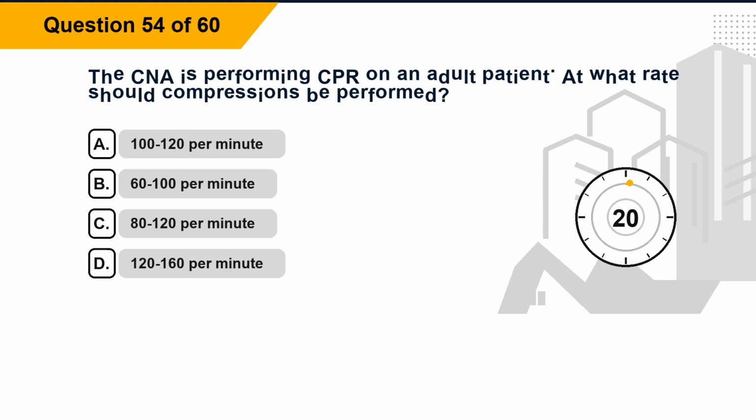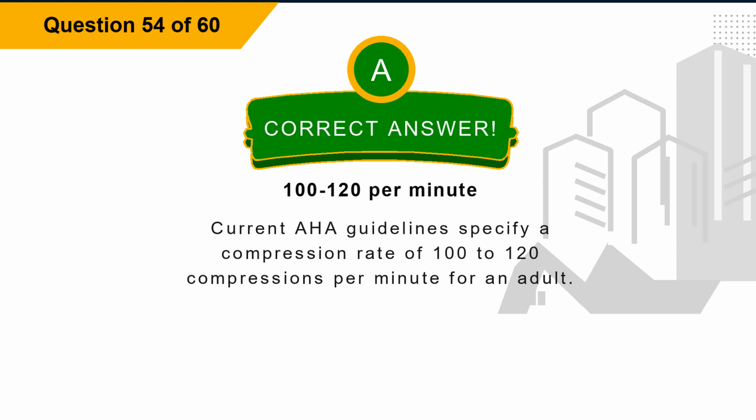Question 54. The CNA is performing CPR on an adult patient. At what rate should compressions be performed? Option A, 100-120 per minute. Option B, 60-100 per minute. Option C, 80-120 per minute. Option D, 120-160 per minute. The correct answer is option A, 100-120 per minute. Explanation: current AHA guidelines specify a compression rate of 100 to 120 compressions per minute for an adult.